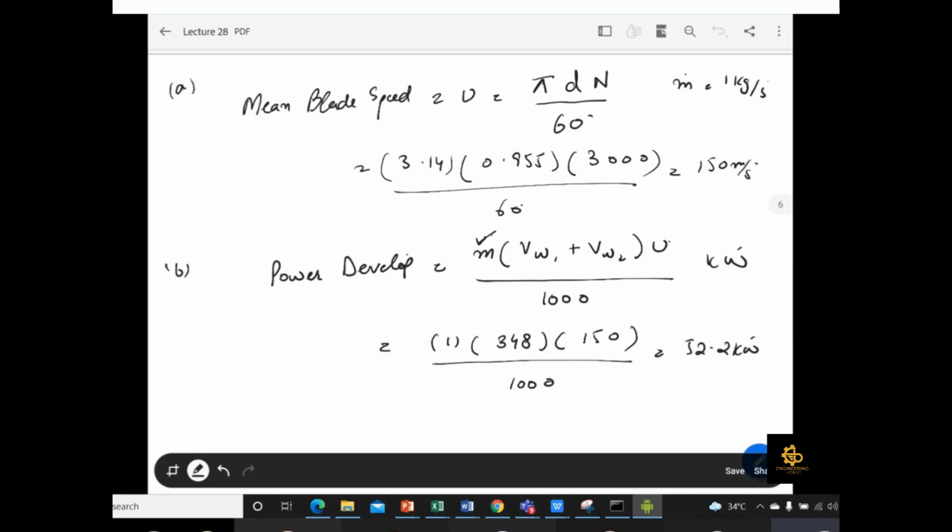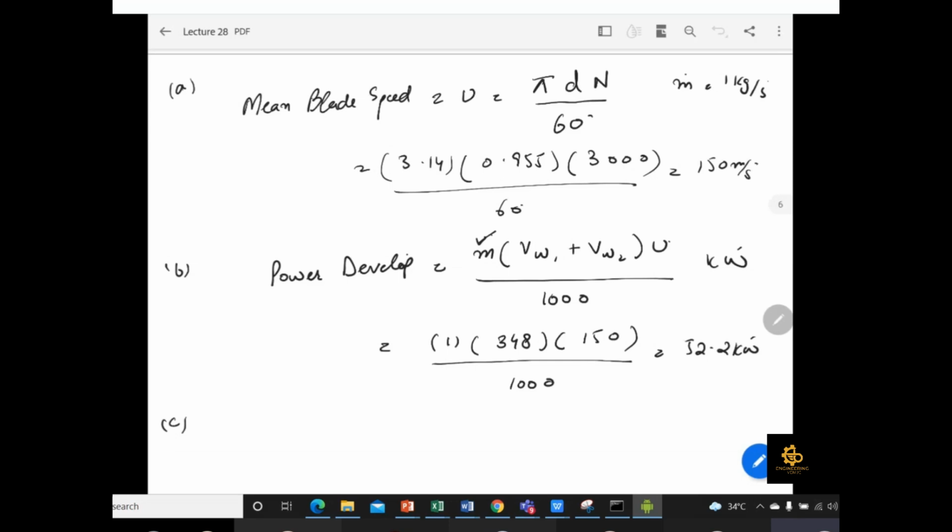So coming towards part C. Part C is also very simple: you have to find the kinetic energy of steam leaving the stage.